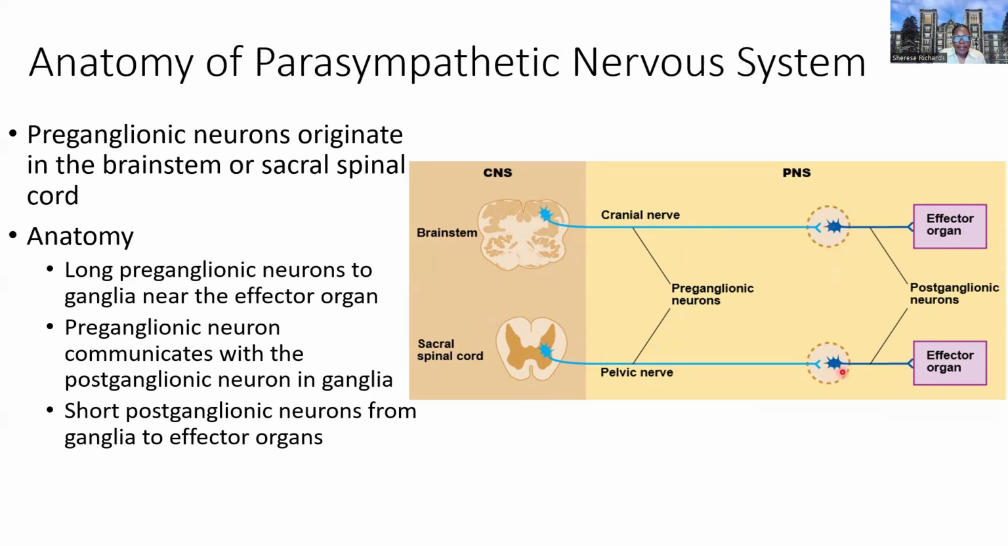Now, the difference here is that there's a long preganglionic neuron that goes from the CNS out to the ganglia, and then a short postganglionic neuron that goes from the ganglia to the effector organ. So there's a difference here than what we saw with the sympathetic. Sympathetic had a short preganglionic and a long postganglionic. Parasympathetic has a long preganglionic and a short postganglionic.